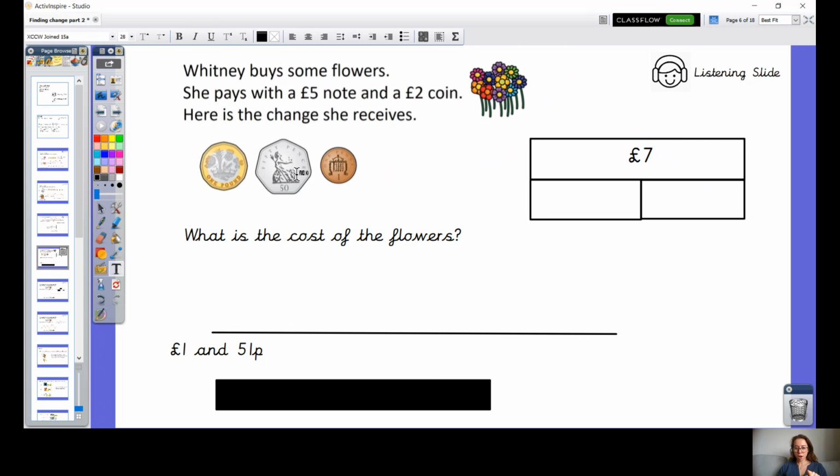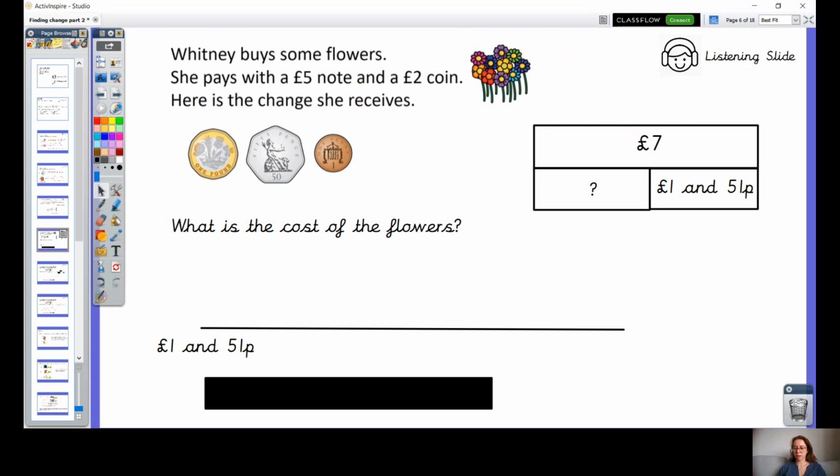Now this time we know how much change she got. What was that then? And 51 pence. But what we don't know is how much the flowers actually cost. So that's what we have to find out. That's what the little part's going to be.